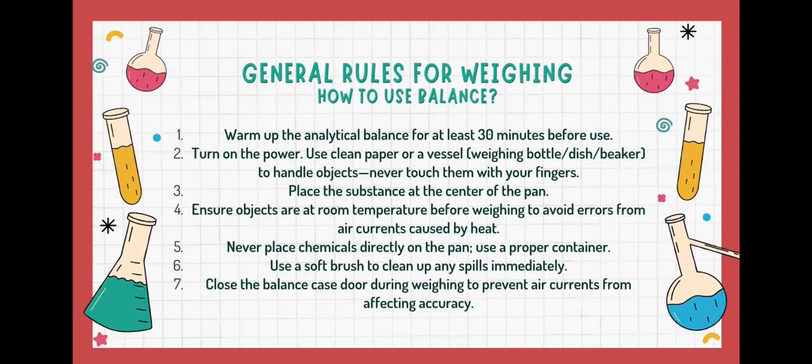These are the general rules for weighing, how to use the balance. Number 1, warm up the analytical balance for at least 30 minutes before use. 2, turn on the power. Use a clean paper or vessel. 3, place the substance at the center of the pan. 4, ensure objects are at room temperature before weighing to avoid errors from air currents caused by heat. 5, never place chemicals directly on the pan. Use a proper container. 6, use a soft brush to clean up any spills immediately. And lastly, close the balance case door during weighing to prevent air currents from affecting accuracy.